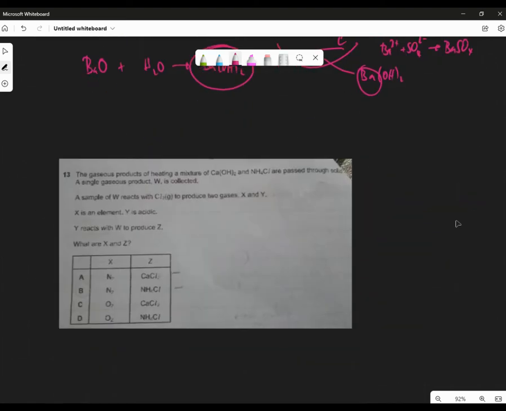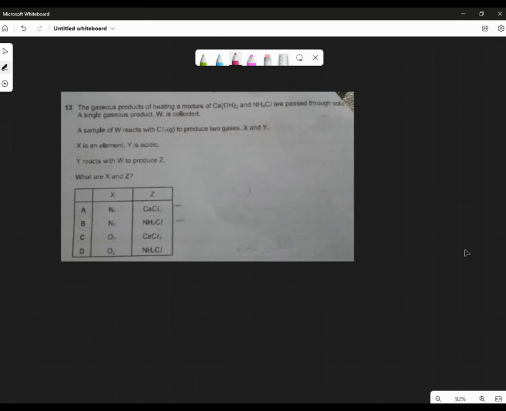All right, let's go to the next one. Gases, products of heating a mixture of that and that. I'll pass through solid. I don't know what that says, Moses. Solid A. Oh, is that? I don't know. Pass through solid something. This is why you guys should give me the actual question papers, eh? Because it's impossible sometimes to answer these.